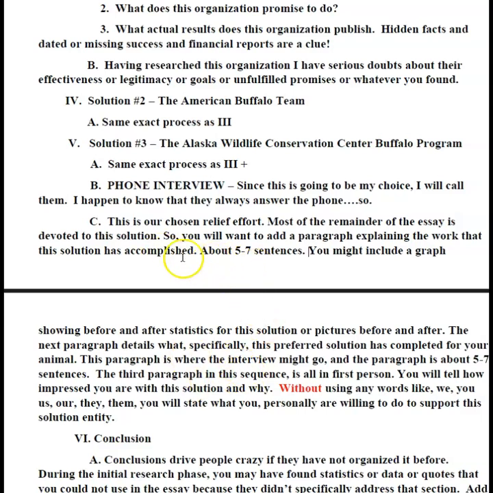So in these 5 to 7 sentence paragraphs, which it looks like there's about 3, who are they? What are they doing? And the third paragraph would be, why do you believe in them? Why is this the solution that you think is best? Not we, you, us, our, they, them. You personally. Why do you think this solution is going to help your species survive? And that's this little section that is devoted to the solution that you like best.